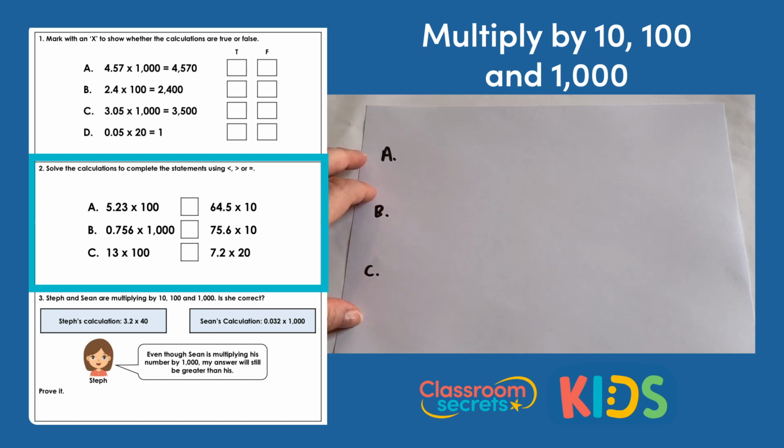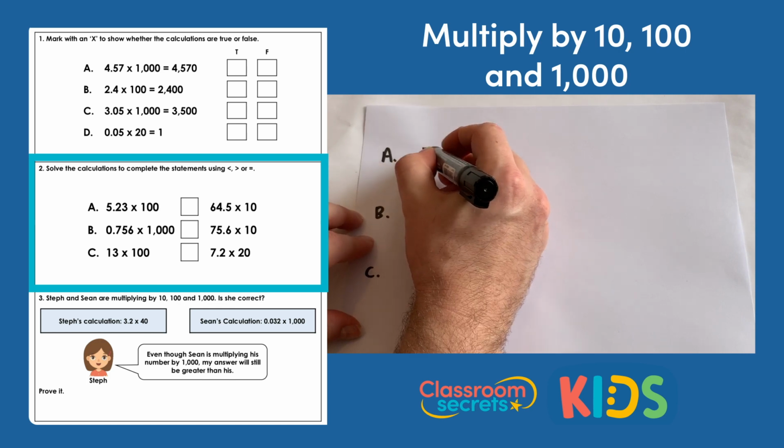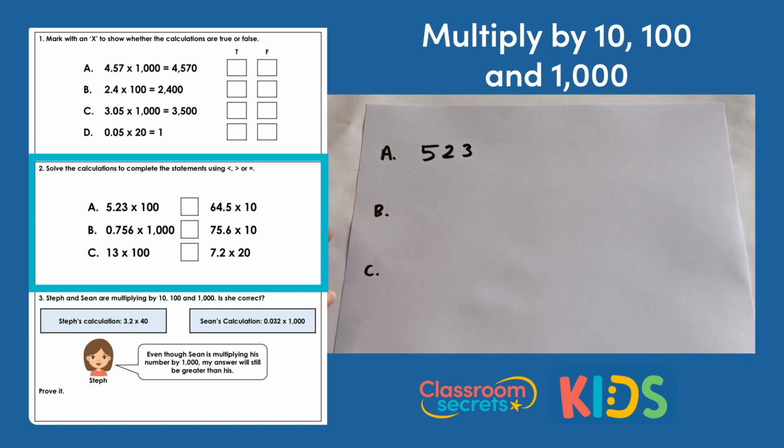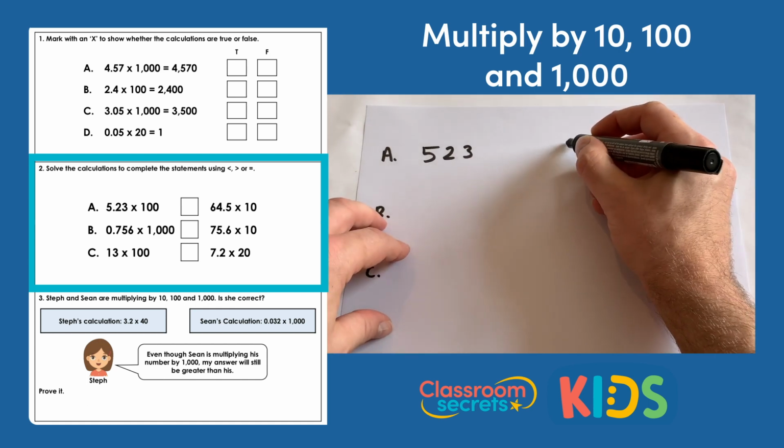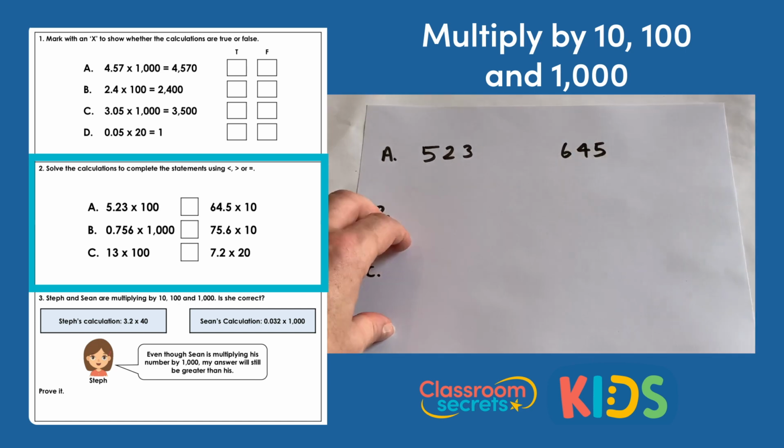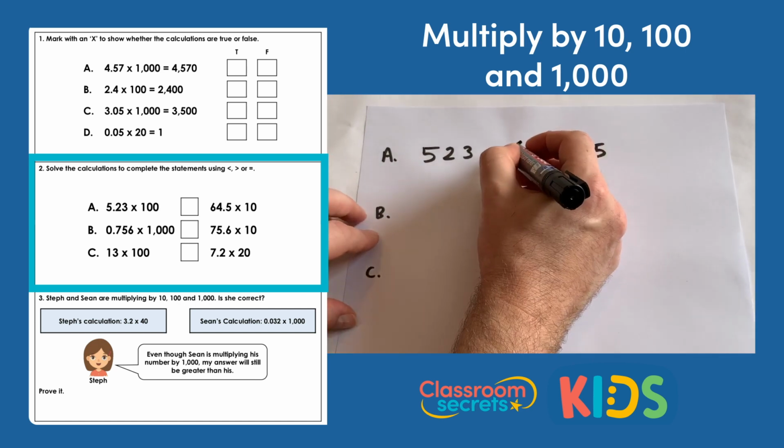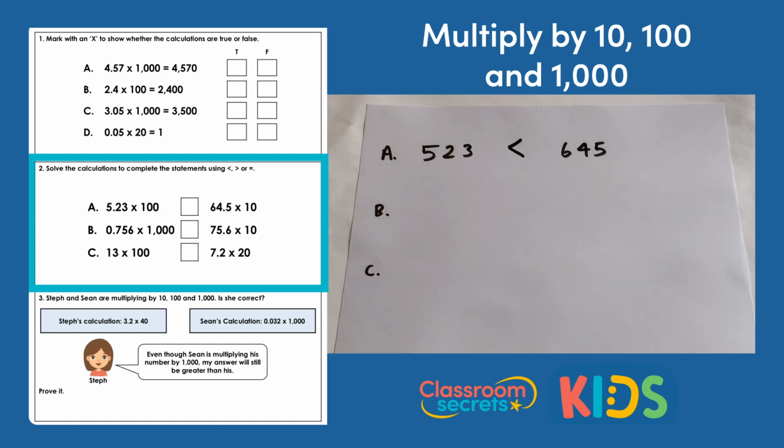So if we start with A on the left first of all, 5.23 multiplied by 100, those digits are going to move 2 columns to the left. So that will mean that it ends up being 523. 64.5 multiplied by 10, so those digits will move to the left 1 column, multiplied by 10, to make 645. And 523 is less than 645.